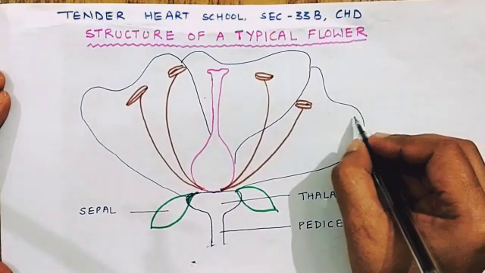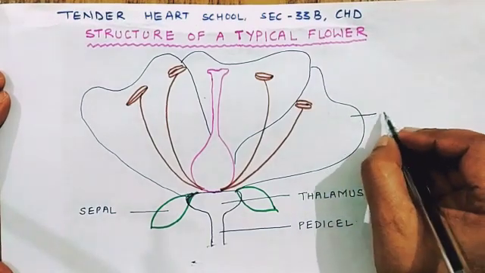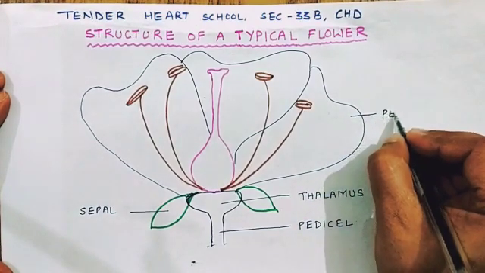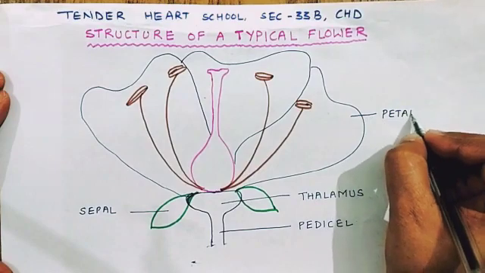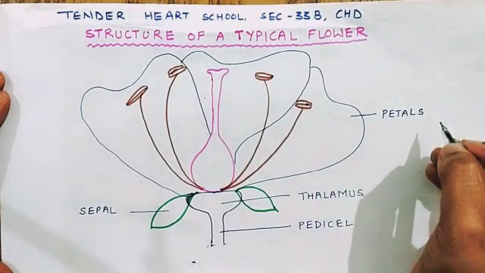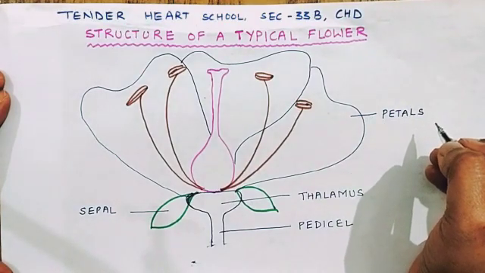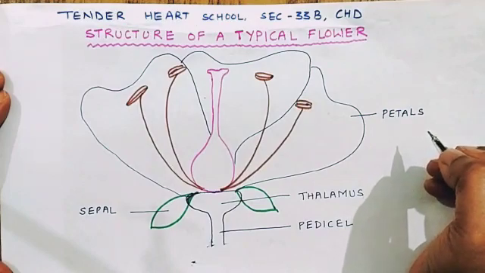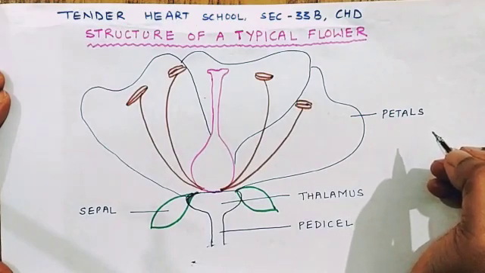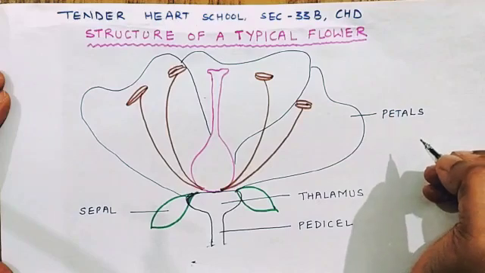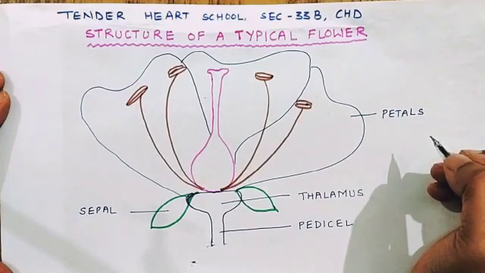Okay. Then this is the colored part of the flower, which is called the petal. Petals are to attract the insects for pollination. Their function is to attract the insects because they are colorful, brightly colored. So insects get attracted toward the flower and they cause pollination.